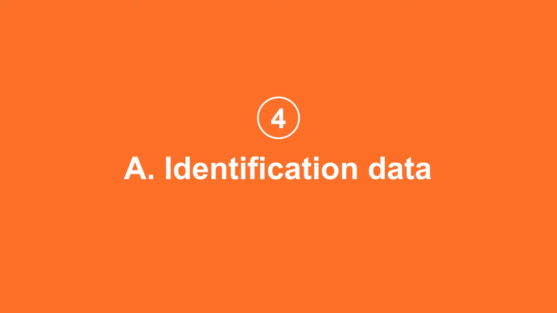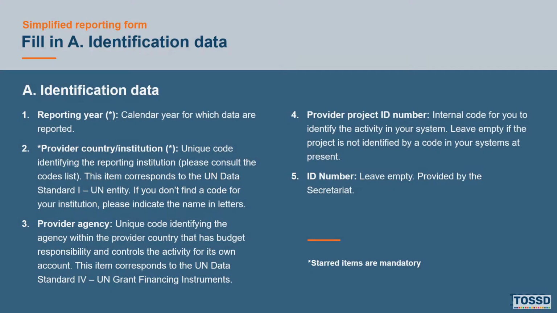Let's start with what we call identification data. The first step is to fill in the identification data. These data include the reporting year, the provider institution, the provider agency, the provider project number, and the ID number. Please note that all starred items are mandatory.